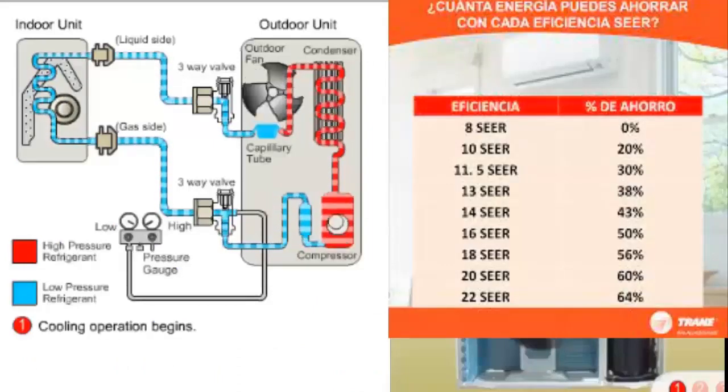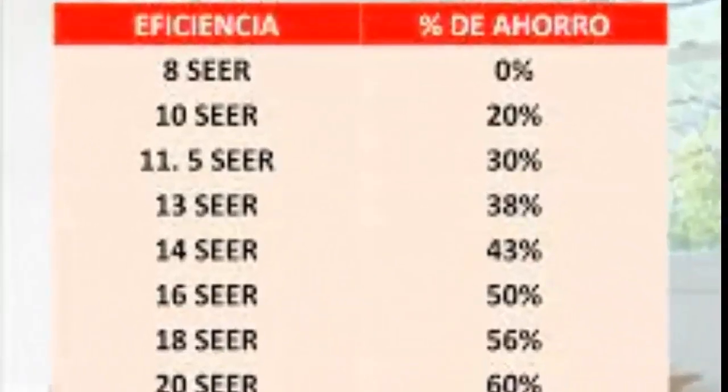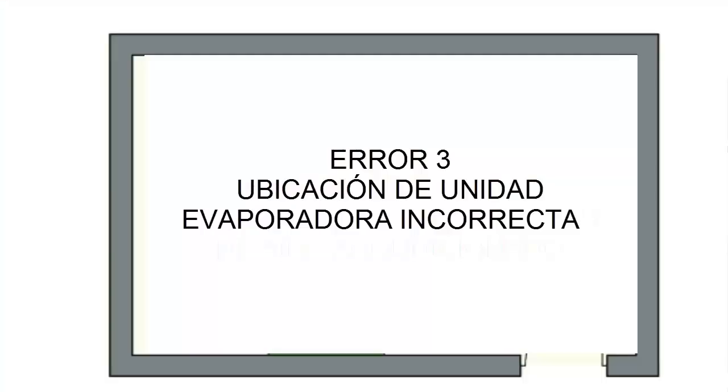Example, a unit with SEER 18 will save you up to 56% of energy, compared to one with a low SEER of 8. Error 3. Improper location of the indoor evaporator unit.